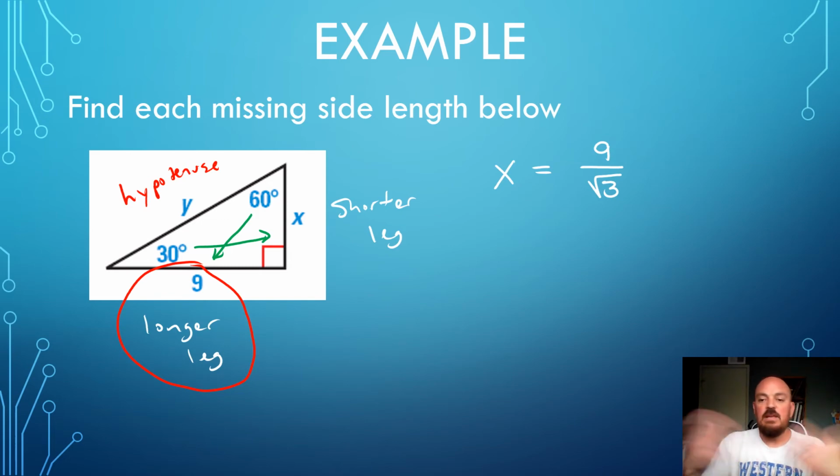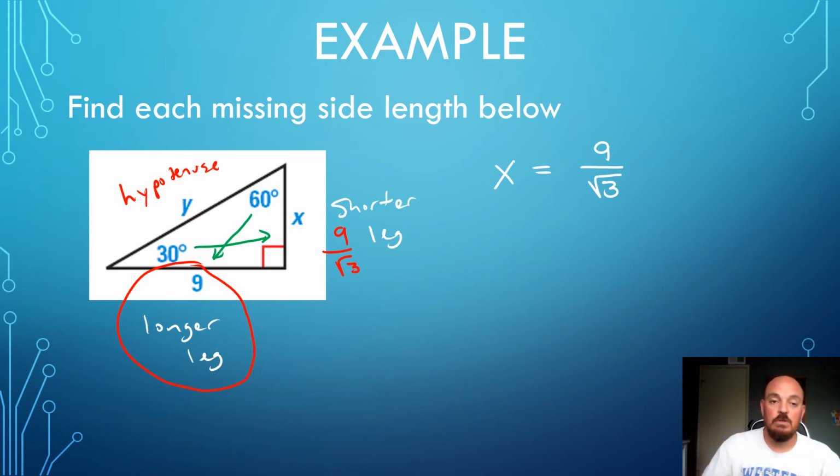Now, depending on the question, you might want to just leave that. We might also want to give a decimal answer. For now, I think I'll just leave it. Let's say our answer for the shorter leg is 9 over radical 3. But what we want to do next is find the hypotenuse. The reason I said find the shorter leg first is you can't really go straight from longer leg to hypotenuse. We don't have a rule for that.